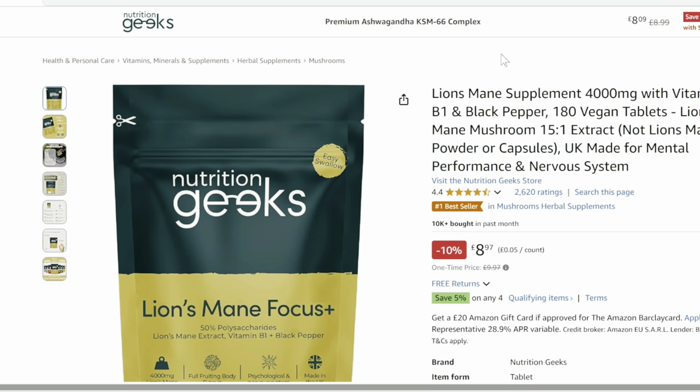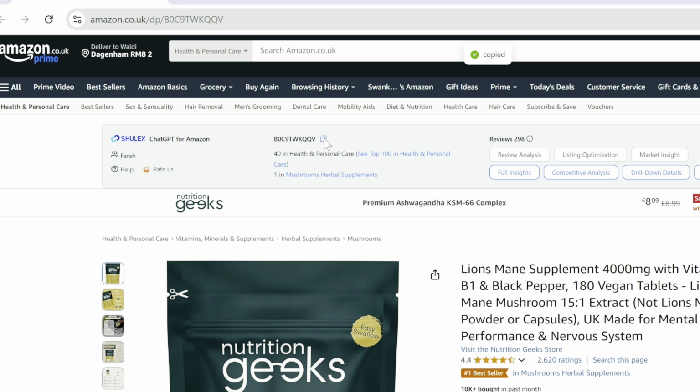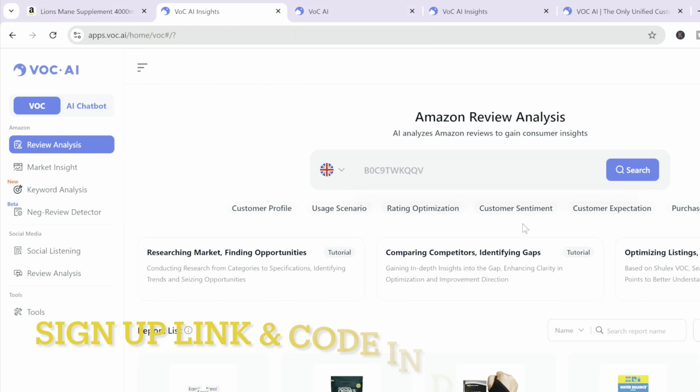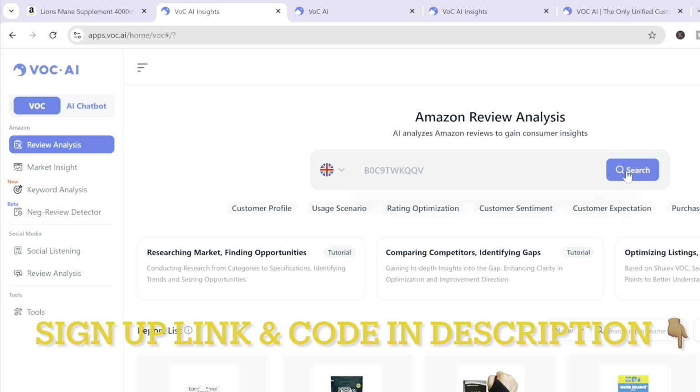Here we are, guys. We're going to use Nutrition Geeks listing and their Lion's Mane supplement to run the review analysis feature with VOC.AI. What we're going to do is we're going to just copy the ASIN, go to the VOC.AI dashboard, paste that in here.